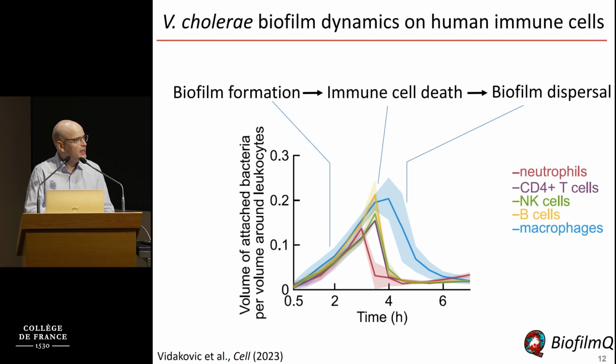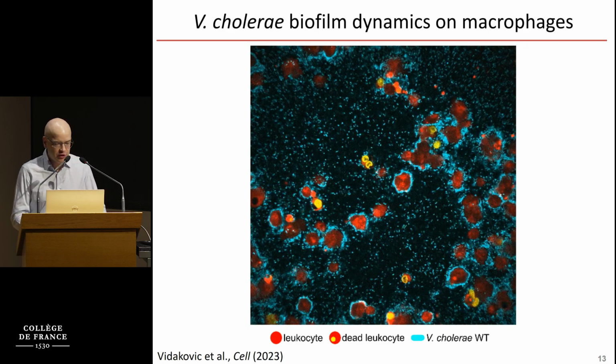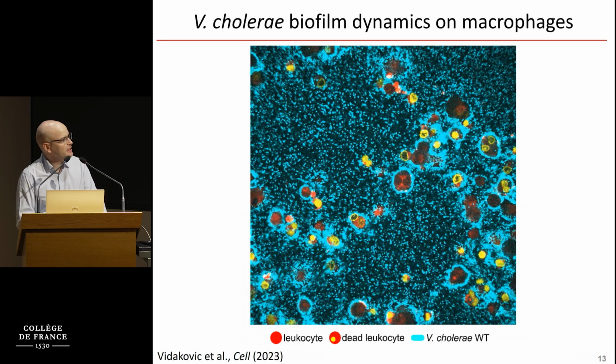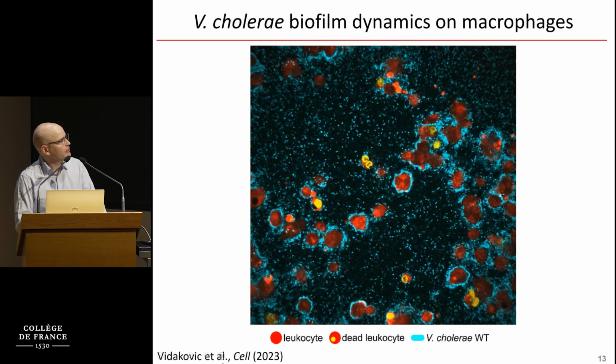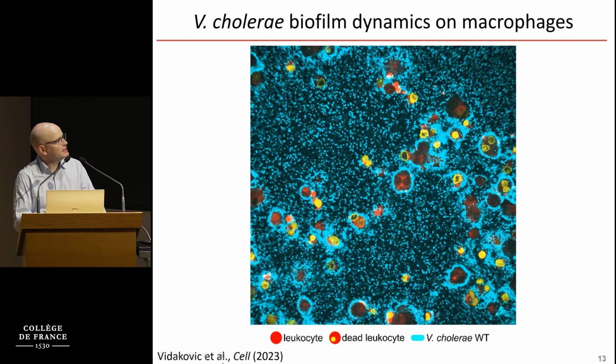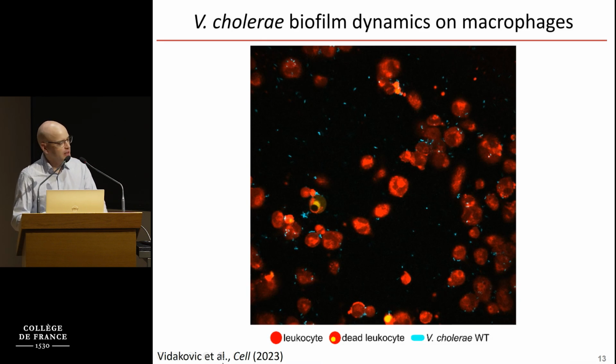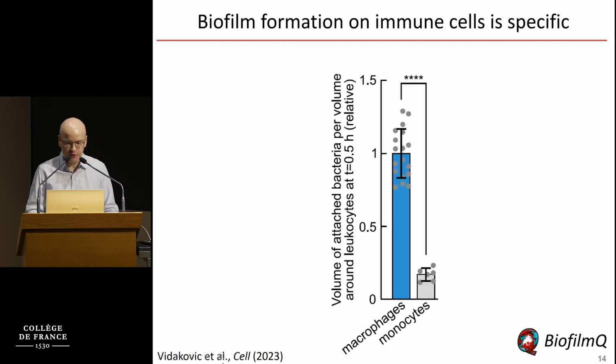For different immune cells, the dynamics vary a little bit, but overall they're qualitatively the same. This is what this phenomenon looks like. You can see in this movie, it's playing on repeat now, that these biofilms form and eventually the cells become planktonic again.